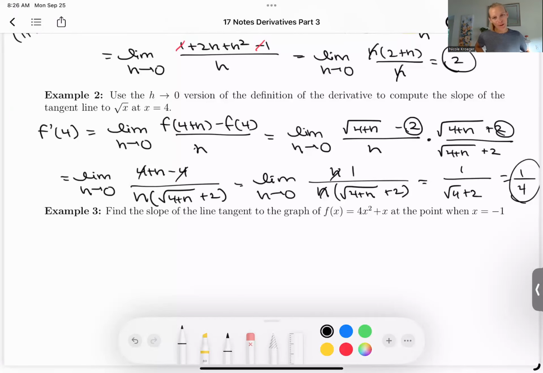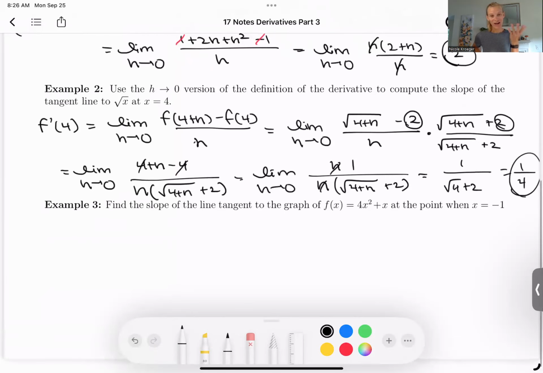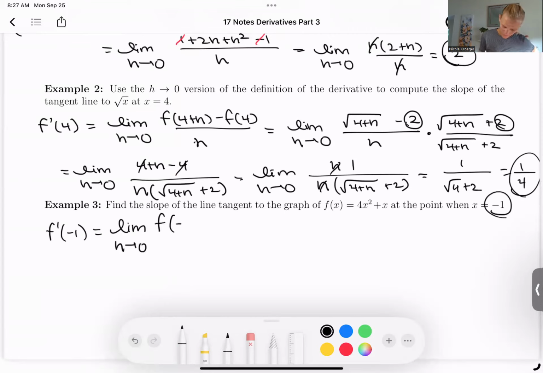Okay, and let's do one more here. Try this one on your own before you watch me do it. So once again, we're going to be looking for f prime of -1. This problem does not specify which limit it wants you to use, so you could technically use either, but let's get practice with the one that we're learning today. So let's look at the limit as h approaches 0. F of a in this case is -1, so we're going to have f of -1 plus h minus f of -1, all over h.